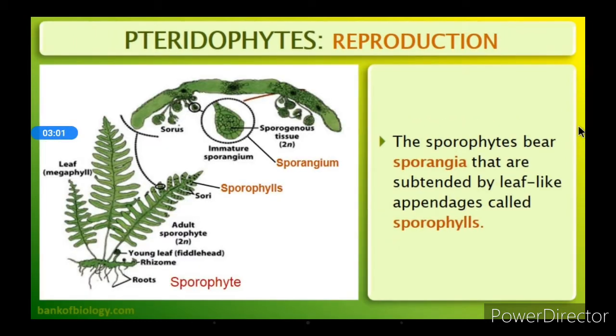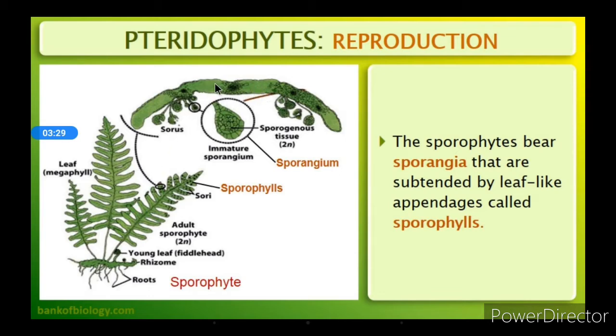And the sporophytes, as we discussed, the dominant phase is the sporophyte, right? That is the fern that we are seeing. This is the sporophyte which bears spores. Here you can see leaf-like appendages. These are known as sporophylls. So the sporophyte bears leaf-like appendages known as sporophylls. A magnified picture of this we can see over here.